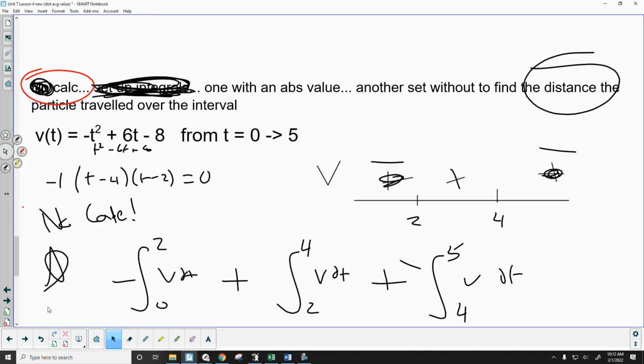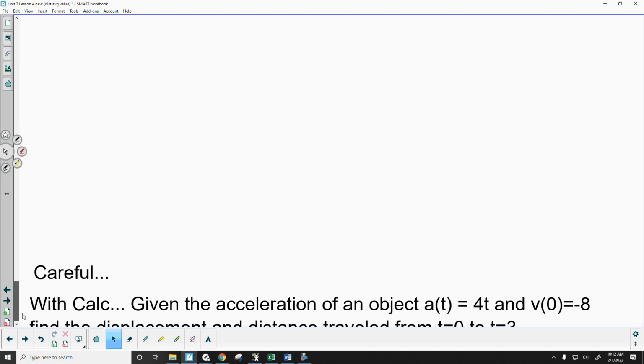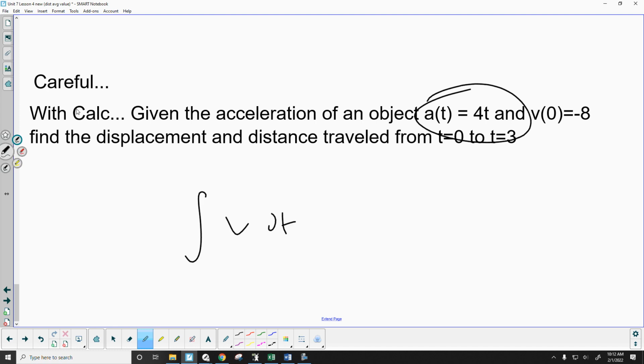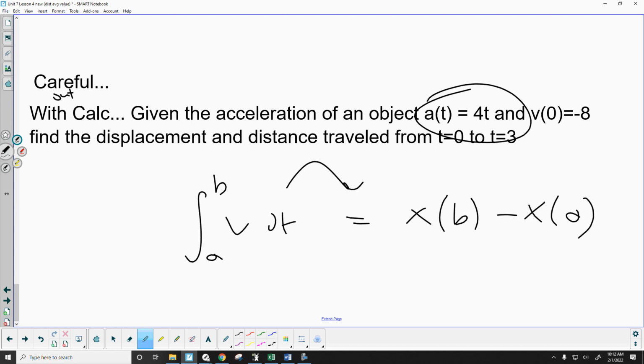Moving on. Oh, just be careful. Like, if you're given acceleration, remember, v goes in here. If it's without a calculator, don't forget, you have to take the antiderivative to find displacement. Okay? So don't forget, no calc, that means antiderivative. With a calculator, that means accumulate.